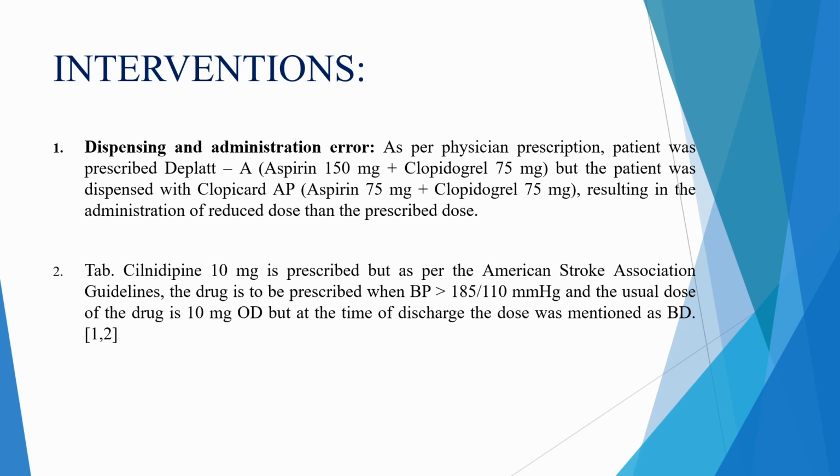Secondly, tab cilnidipine 10 mg is prescribed, but as per the American Stroke Association guidelines, the drug is to be prescribed when BP exceeds 185 by 110 mmHg, and the usual dose of the drug is 10 mg OD, but at the time of discharge the dose was mentioned as BD.